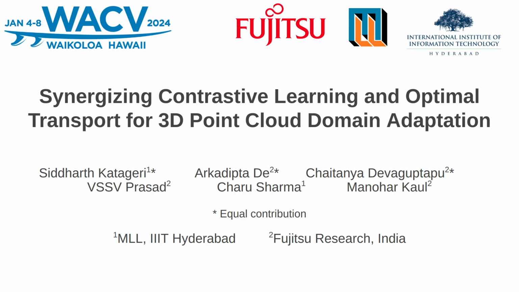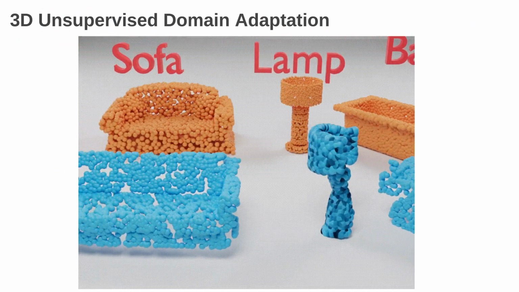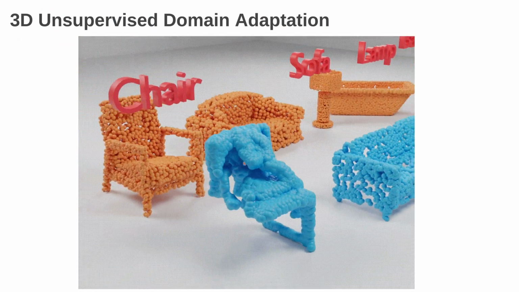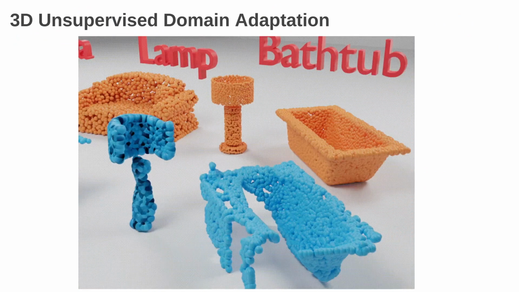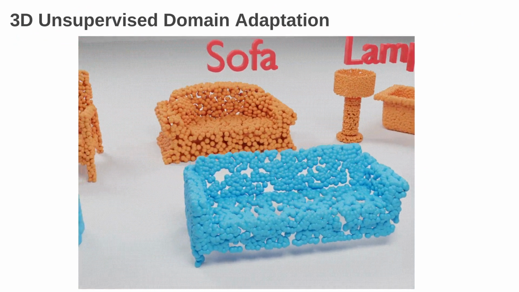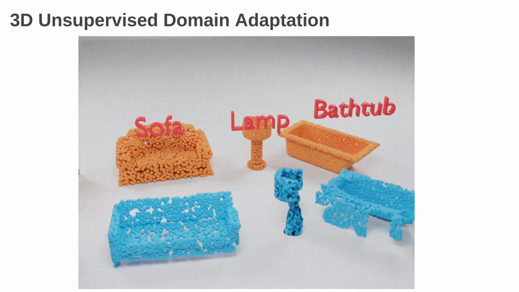In this work, we propose synergizing contrastive learning and optimal transport for effective unsupervised domain adaptation for 3D point clouds. An important aspect of achieving cross-domain adaptation is to leverage the model trained on simulated data where it is easy to get annotations and generalize it to real-world data for which obtaining labels is a cumbersome task. This would also benefit in controlled simulated environments.